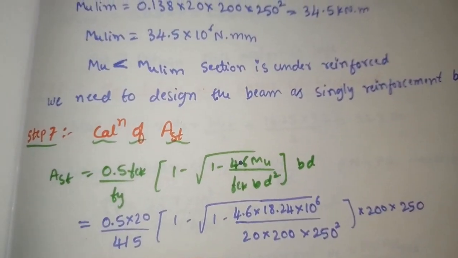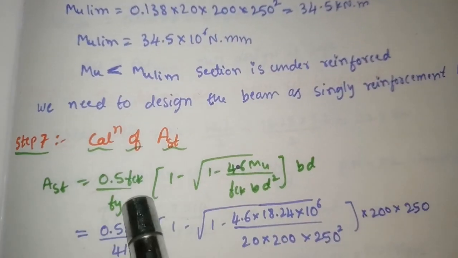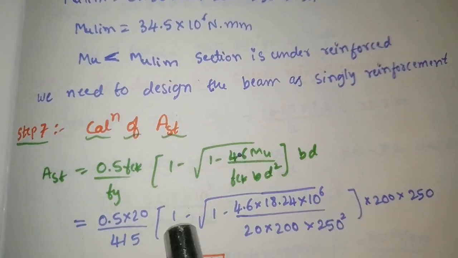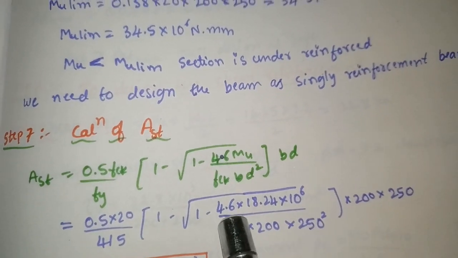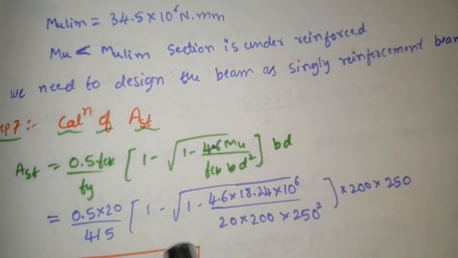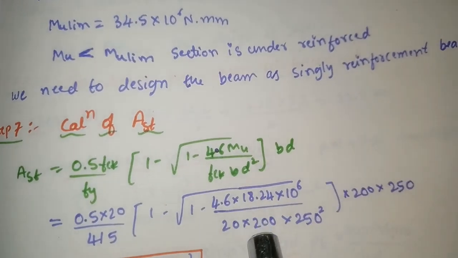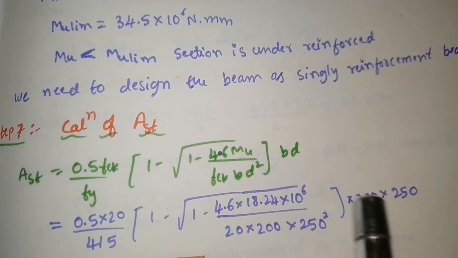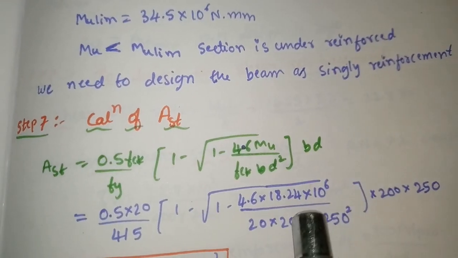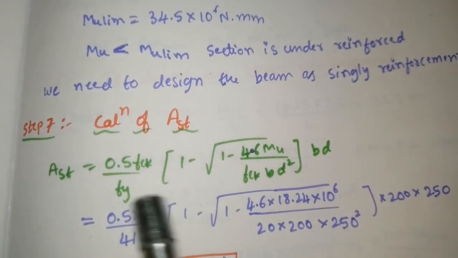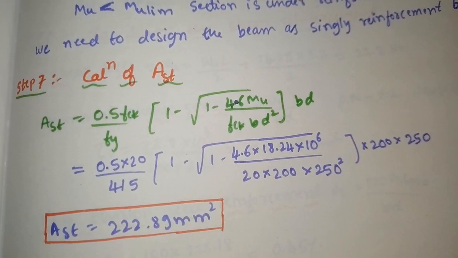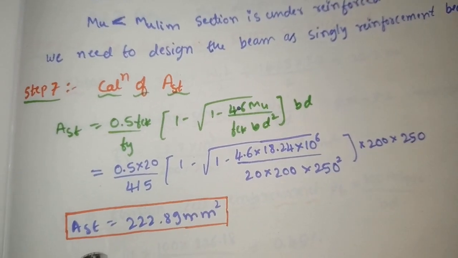So AST is equal to, substitute all the values: 0.5 into FCK, which is 20, over Fy, which is 415, into 1 minus under root of 1 minus 4.6 into Mu, which we have got as 18.24 into 10 to the power of 6, over FCK 20 into B, where B is 200 and D is 250. Substitute all the values and simplify this. We'll get our AST value as 222.89 mm square. So this is how we calculate the AST.